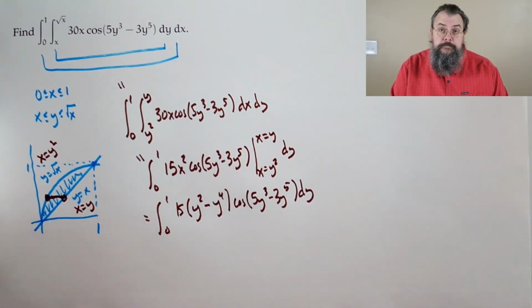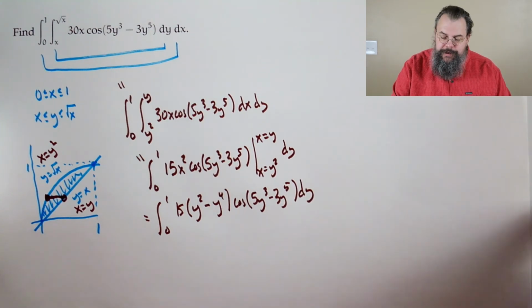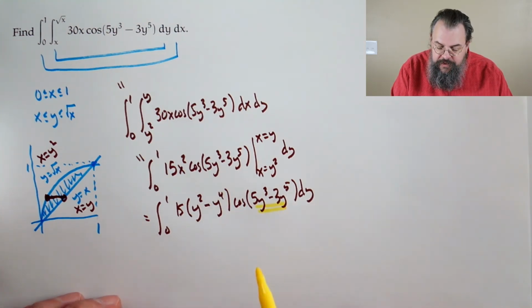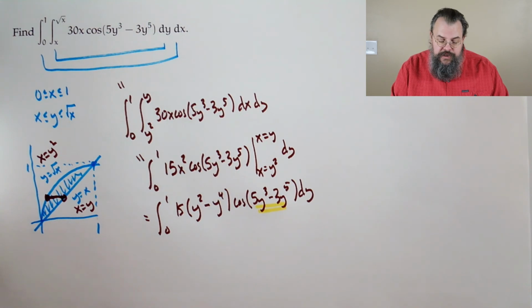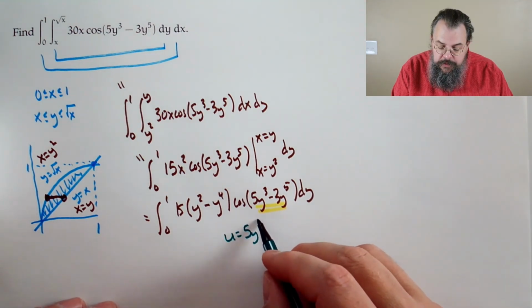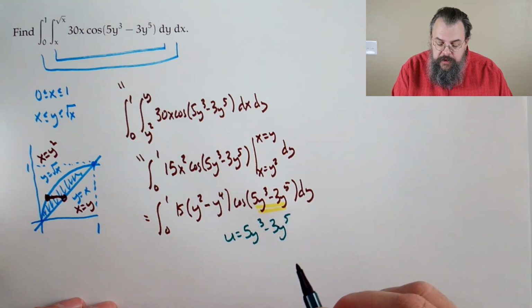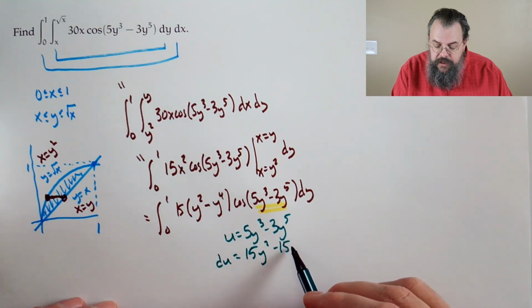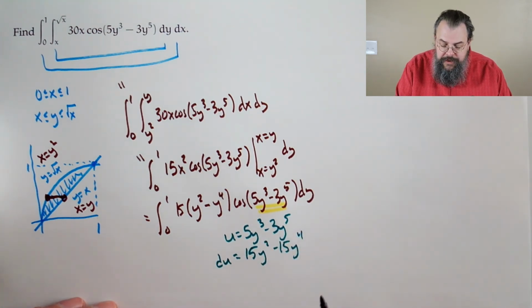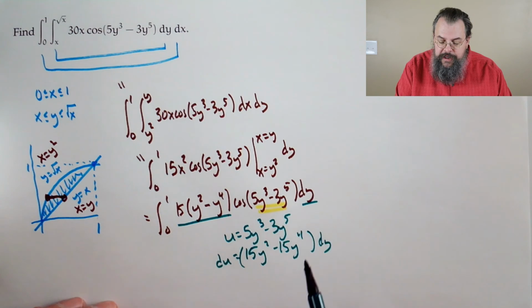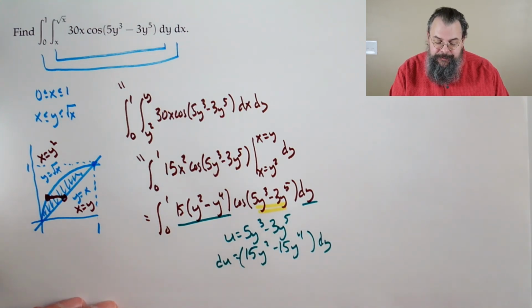Now, at this point, we're like, what can we do? Well, we know what to be looking for. Now that we integrated once, maybe this extra stuff is enough to help us handle that inside part. So let's see if we can do a nice substitution here. Let u equal 5y cubed minus 3y to the fifth. Then du would be 15y squared minus 15y to the fourth. Oh, wait, that's not just anything. 15y squared minus 15y to the fourth dy is exactly what we have written down.